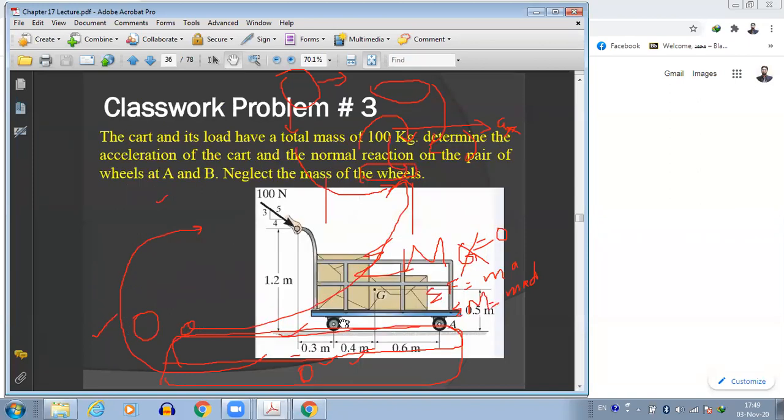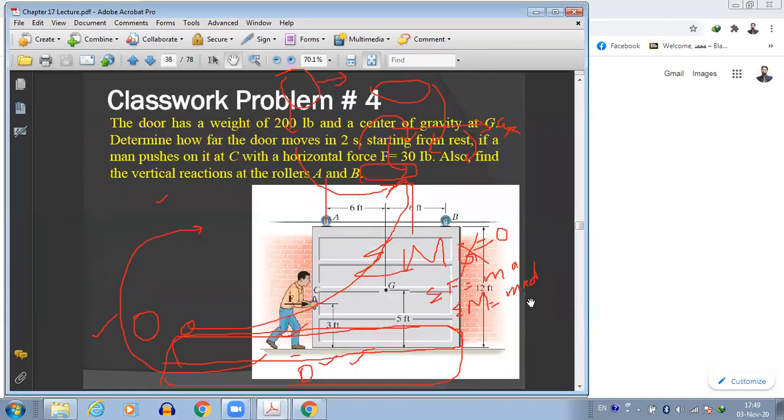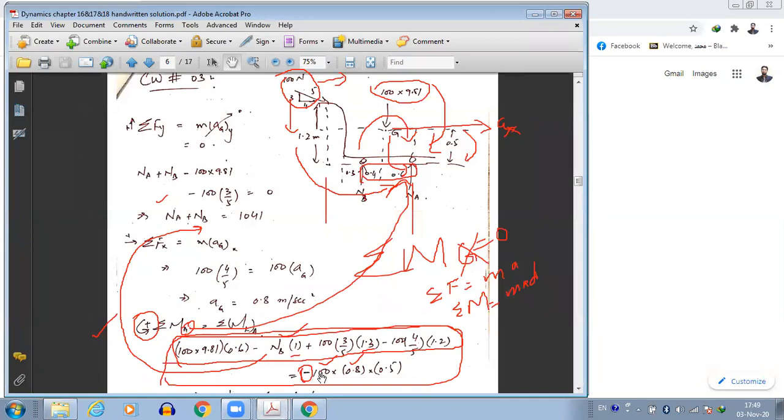But if you take the moment at G, then the summation of moments will be zero. If you take the moment at A or B, the summation of moments will not be zero. Although the motion is rectilinear, the summation of moments will not be zero at A or B. Rather, it will be equal to m a d, and likewise I have done here. The negative or positive sign depends upon how the moment arm is made across that point where you are taking the moment.